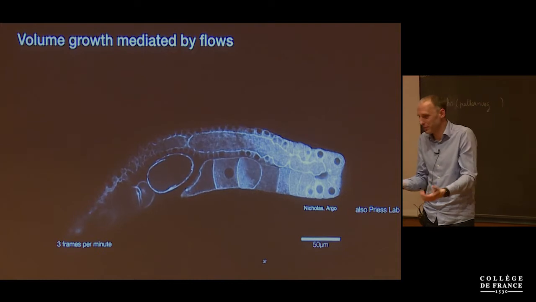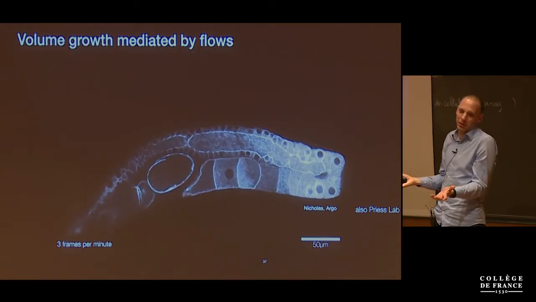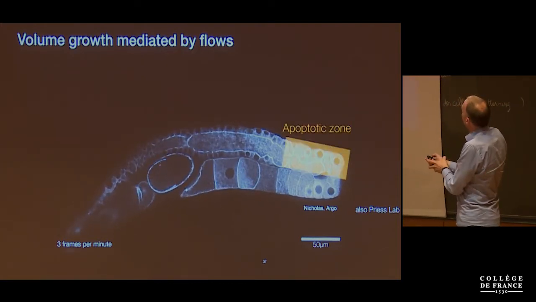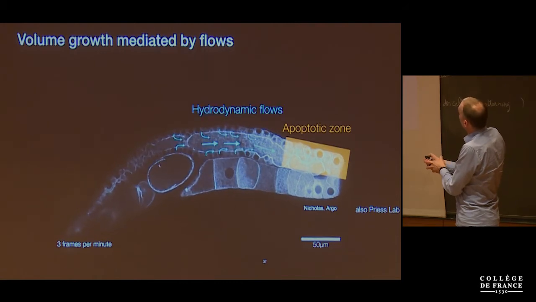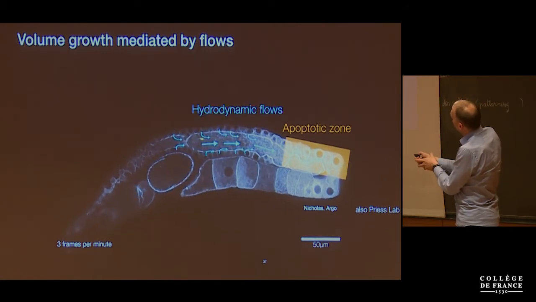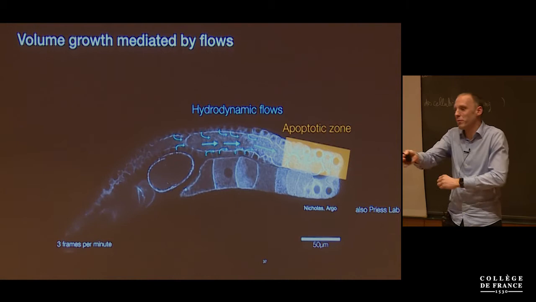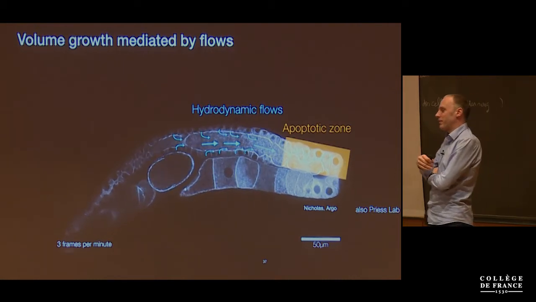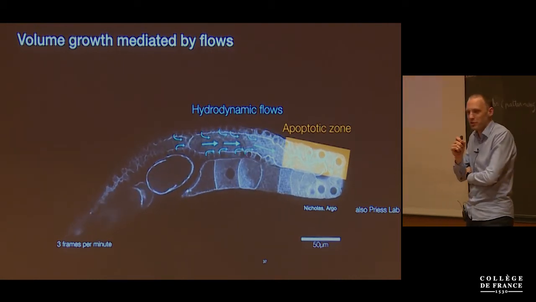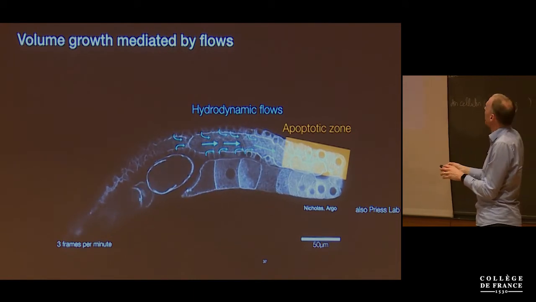It's essentially water. It's basically incompressible. And here's the apoptotic zone. Here there's flows. These germ cells probably donate cytoplasm into the rachis. So how does this all work? Can we build a mechanical model for the hydraulics, the hydrodynamics of germ cell growth? This is what we asked ourselves.